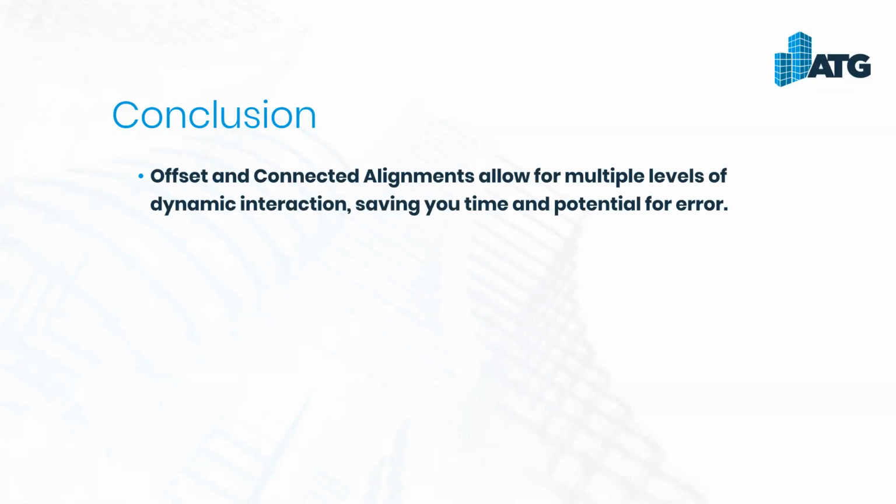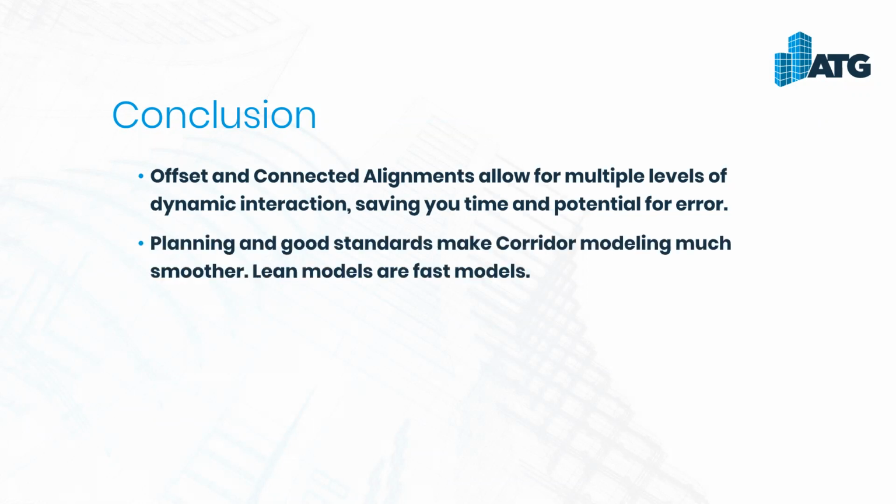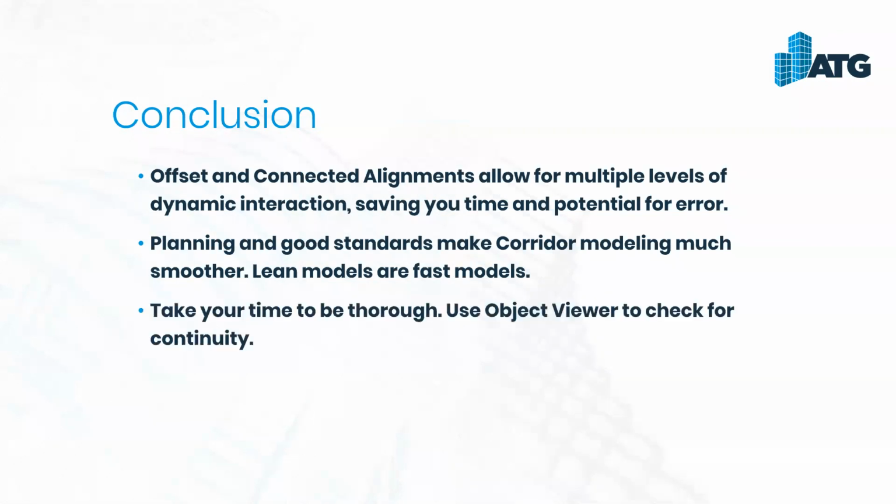And the reason why is because our offset connected alignments and profiles allow for multiple levels of dynamic interaction. This saves you time and it saves you the potential for error. When we plan ahead and when we use good CAD standards and we use them consistently, it makes our corridor modeling so much smoother. We have fewer objects, we have fewer things to worry about. We're maintaining similar patterns throughout our whole thing. This keeps our models lean, which keeps our models fast.